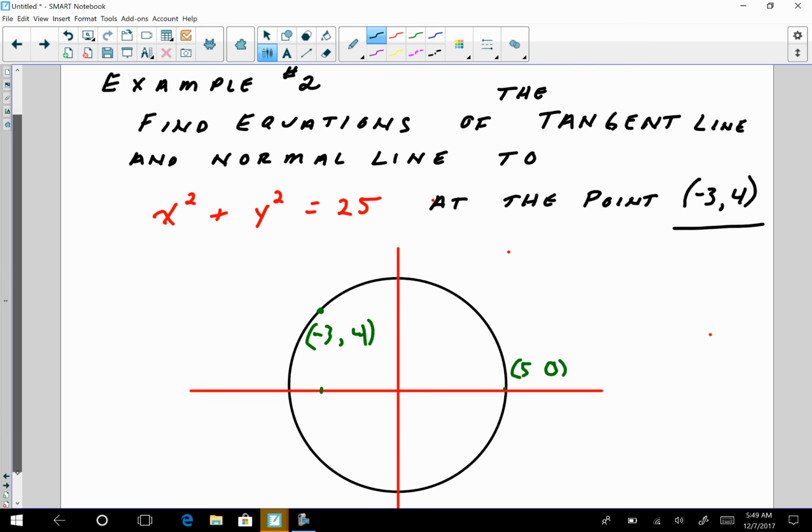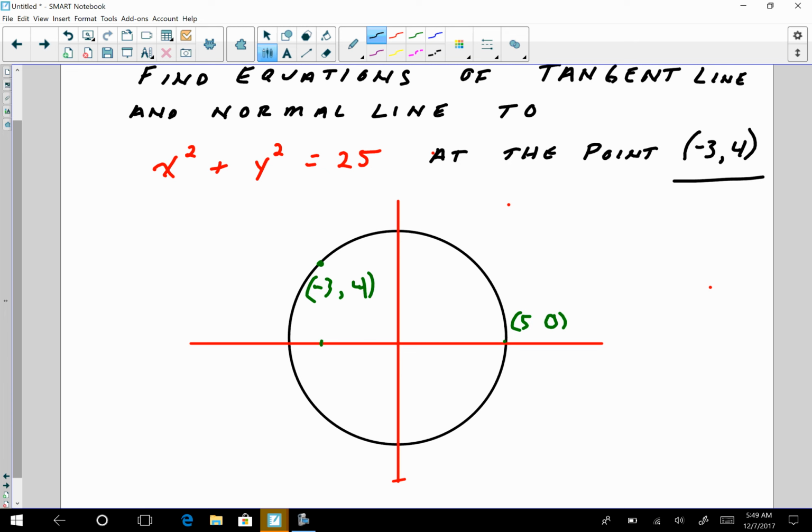So this is the graph that I have right here. This is the graph of the circle with the radius 5. This radius out here is 5. And I'm looking at the point on this circle, negative 3, 4. And if I put the negative 3, 4 into the equation, it does indeed satisfy the equation. Negative 3 squared plus 4 squared does indeed equal 25.